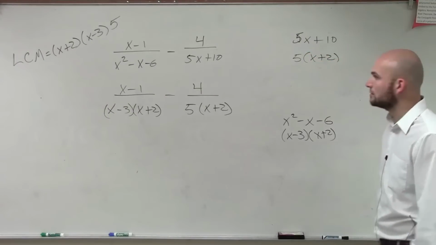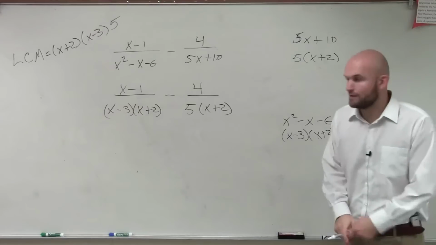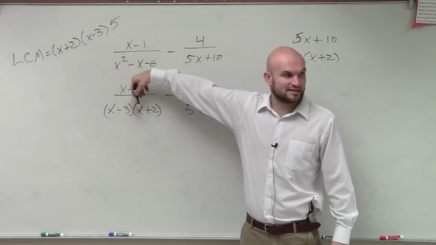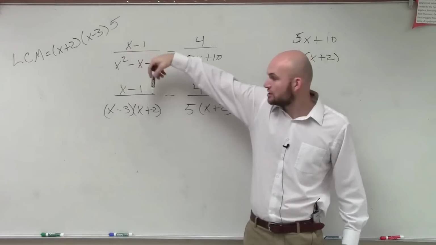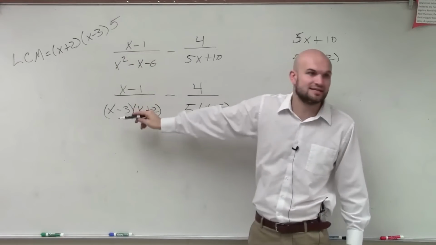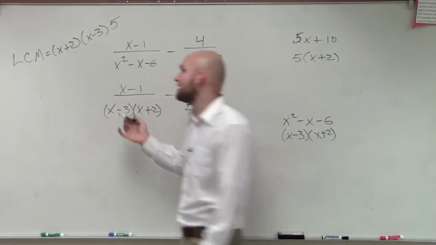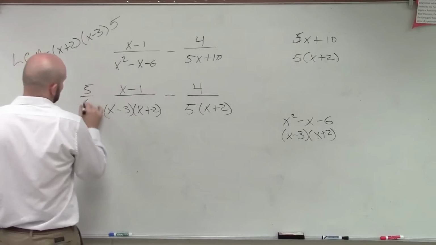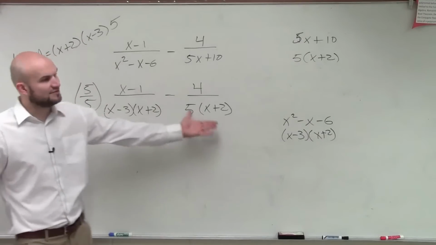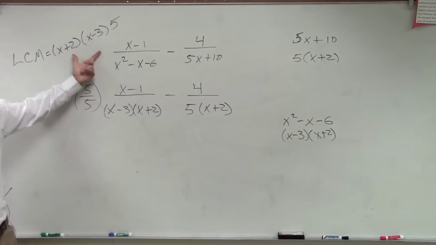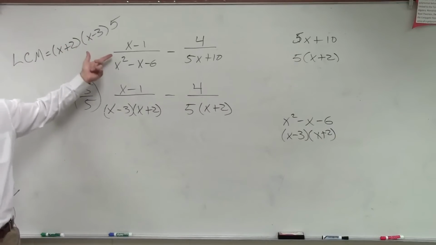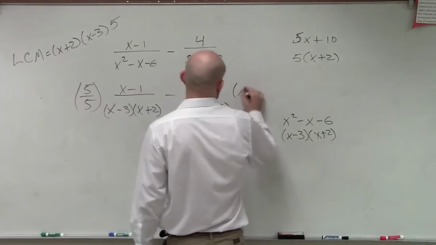So now, what I need to do is say, all right, here's what I have in this denominator. I need to get this to that least common multiple. So what do I need to multiply this fraction by to get that LCM there? 5 over 5. Very good. So I multiply by 5 over 5. Then I have this fraction. What do I need to multiply this fraction by just so I have a denominator that contains my least common multiple? x minus 3.